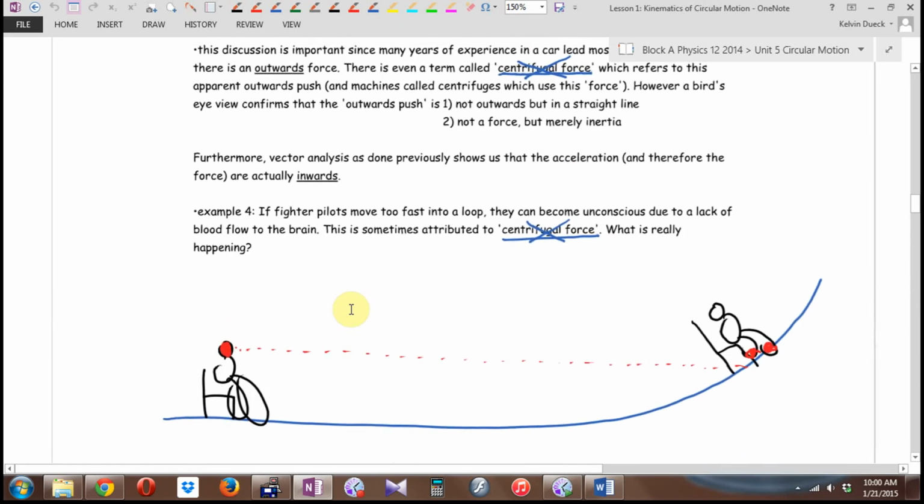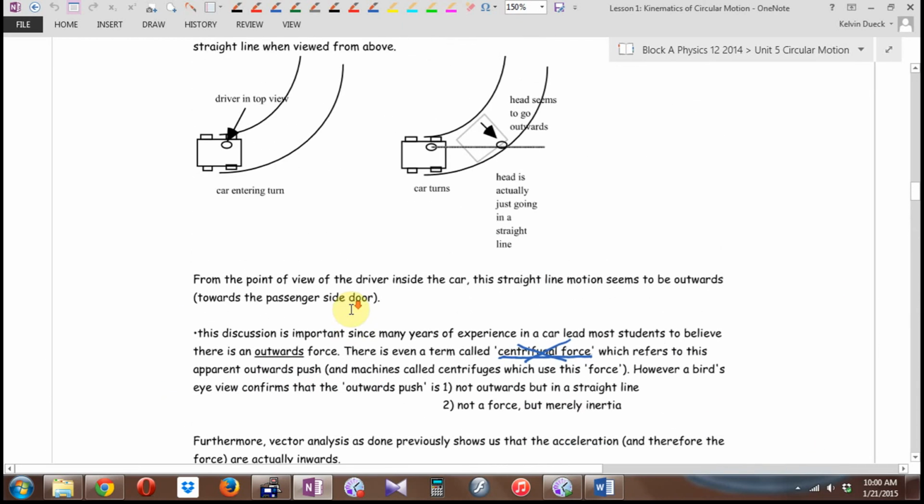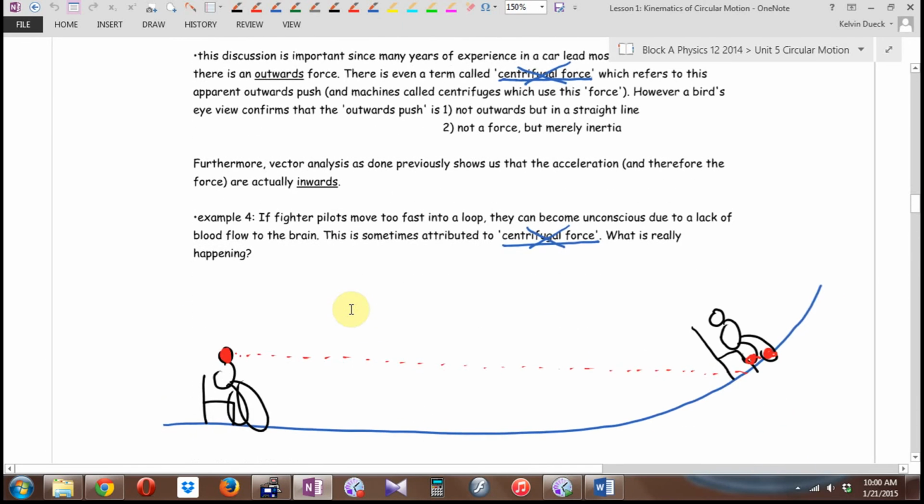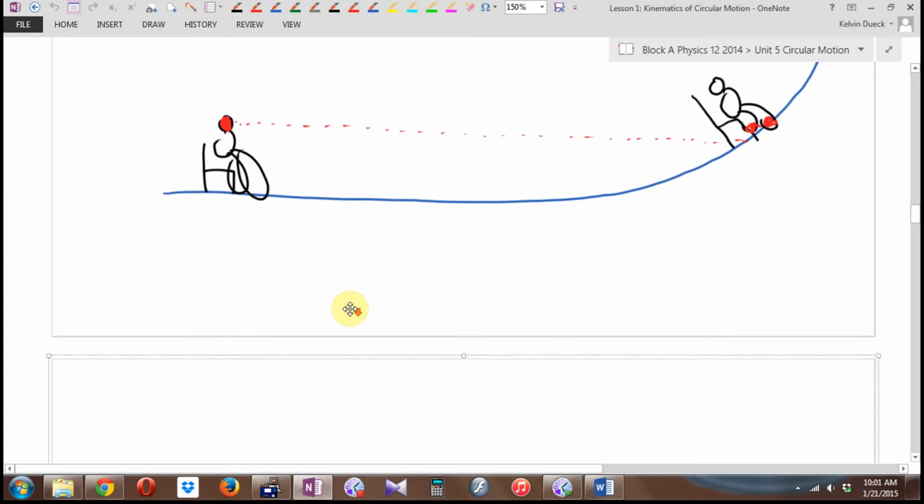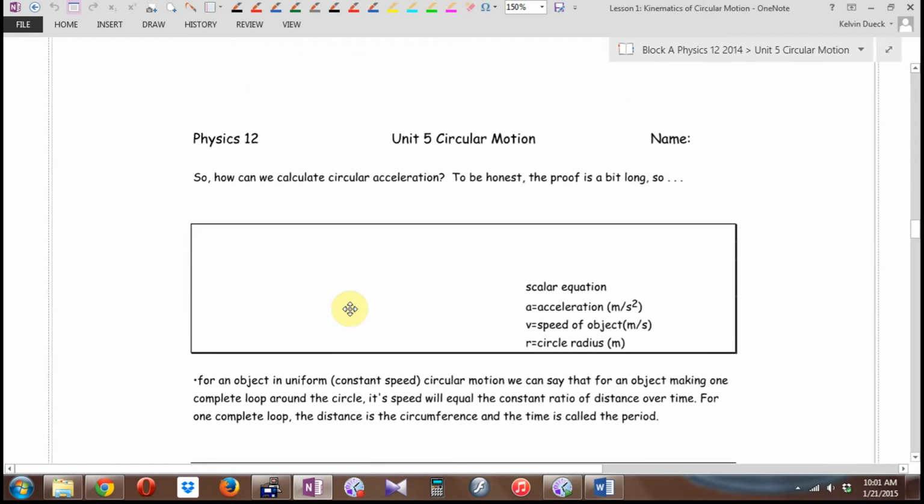So continuing where we left off, we talked about our fighter pilot. I showed you a couple other examples of videos where it was clear that the velocity was tangent to the radius. We saw some bad physics videos. And so the question is, how do we calculate acceleration? The proof is long and cumbersome. It's neat, but it's a bit long.